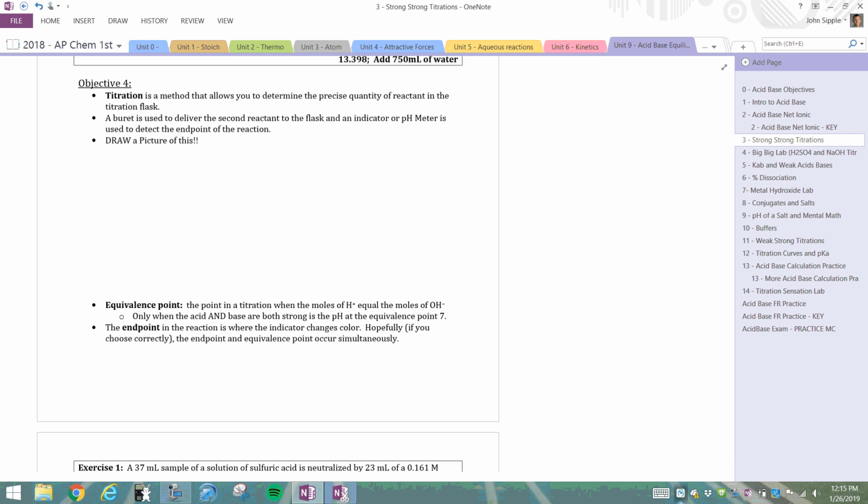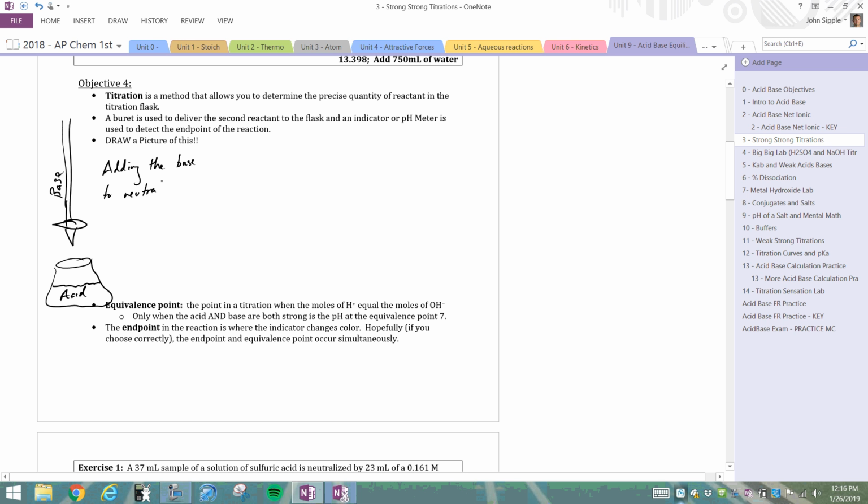So typically, the way this works is we have our burette. All right, we've got our burette. It can be filled with acid or base, but in this scenario, we'll fill it with base. And we will have our flask with some acid in it, and we will be adding base to neutralize the acid.